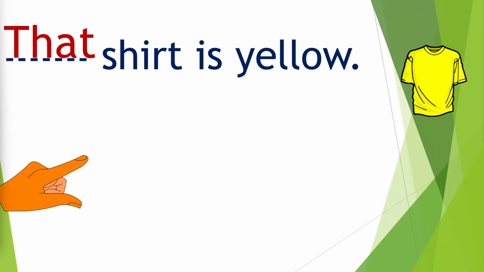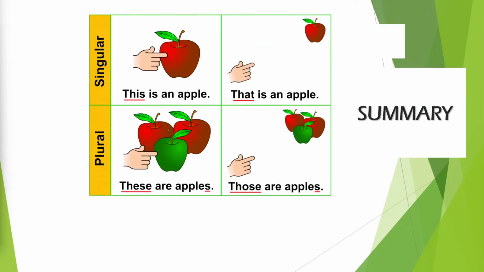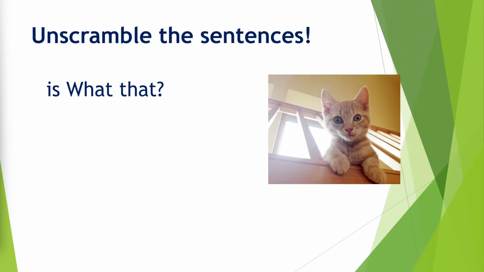With this summary, okay, guys, remember, for singular, I have this, which is referring to things that are near, and that, which is referring to things that are far, okay? And for plural, if I am talking in plural, then I should use these for things that are near and those for things that are far. Okay, that's it. So now let's go with this exercise.